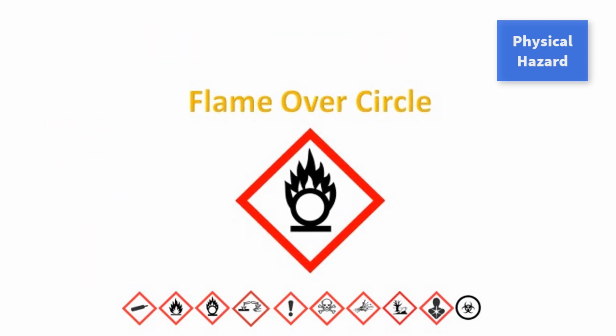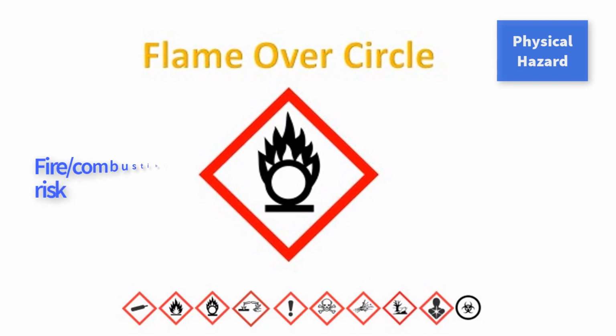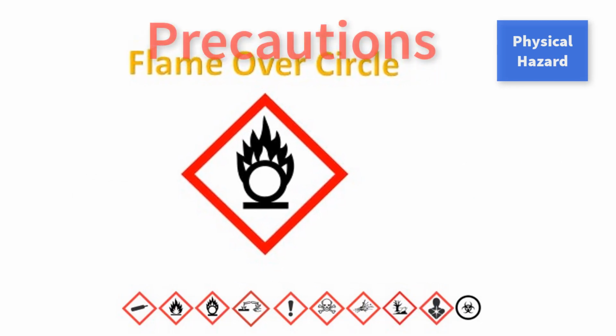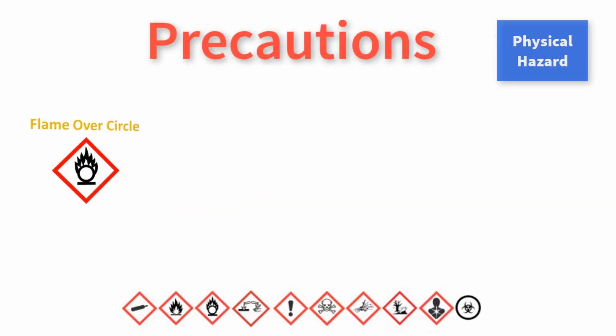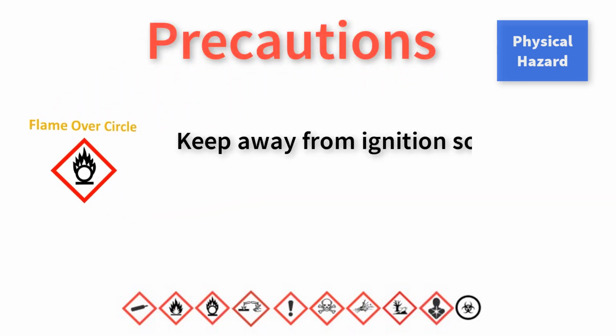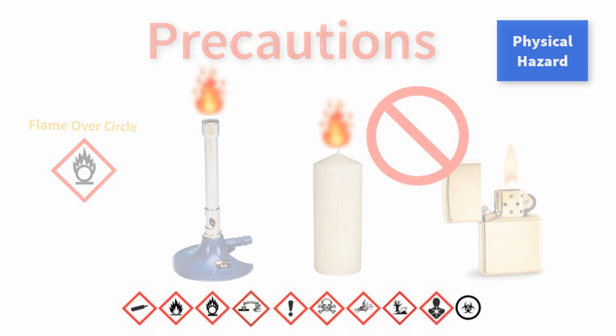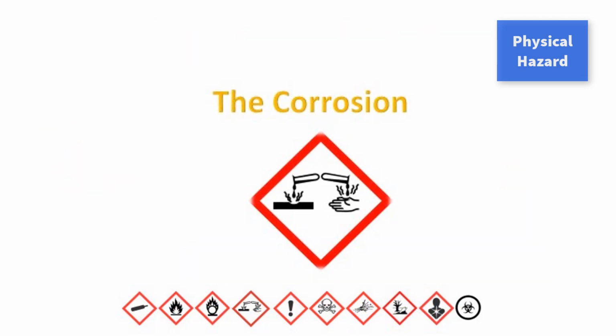Next is the flame over circle pictogram. This material poses a fire and/or combustible risk in the presence of flammable or combustible materials and may cause fire when it comes into contact with combustible material. Precautions to take when handling oxidizing material are to keep the material away from ignition sources such as candles, Bunsen burners, and combustible materials. The corrosion pictogram.